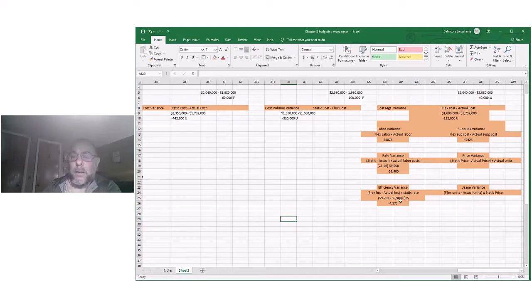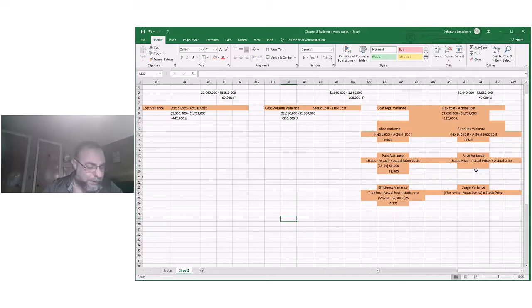So it's very clear when breaking down the labor variance that the biggest culprit, the main reason for this $64,000 loss when it came to labor, was that visit, that hour, that dollar amount per visit. 25 versus 26 turned out to be huge.